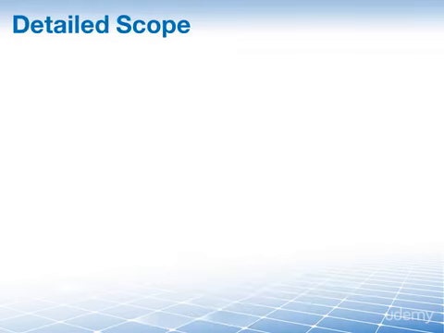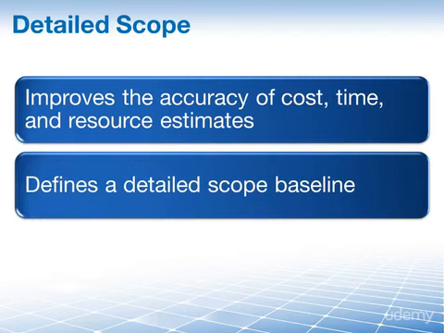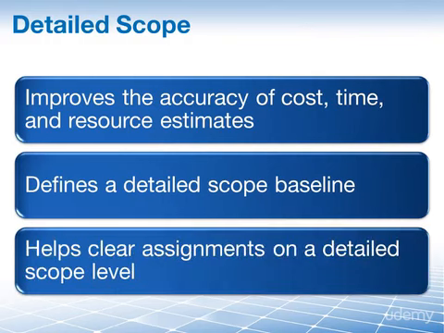By the end of the define scope process, you will have a much more detailed scope statement available, and this will help to improve the accuracy of your cost, time, and resource estimates. It will define a detailed scope baseline, and last but not least, it will also support having clear assignments on a detailed scope level. These assignments won't be done in this process here, but without having your scope defined in detail, well, you can't assign any tasks to your team members to actually develop that scope.